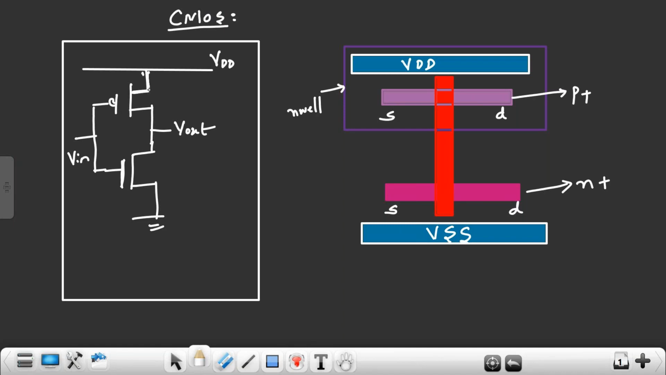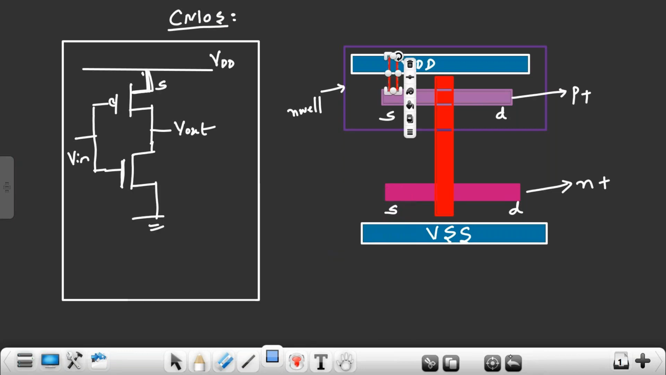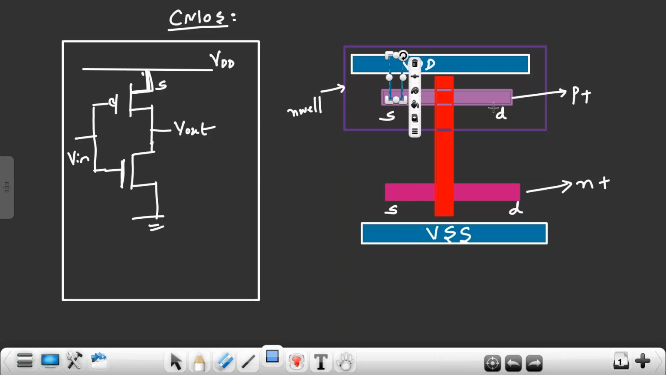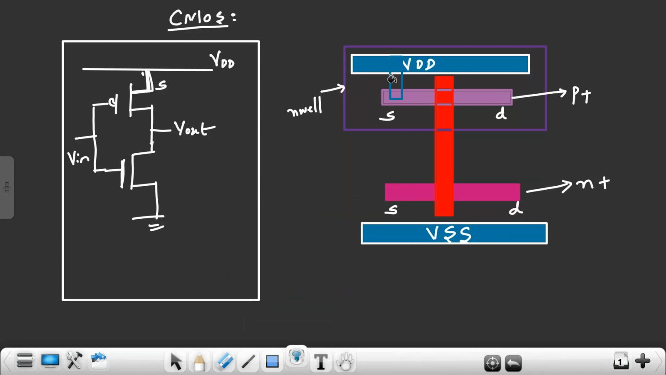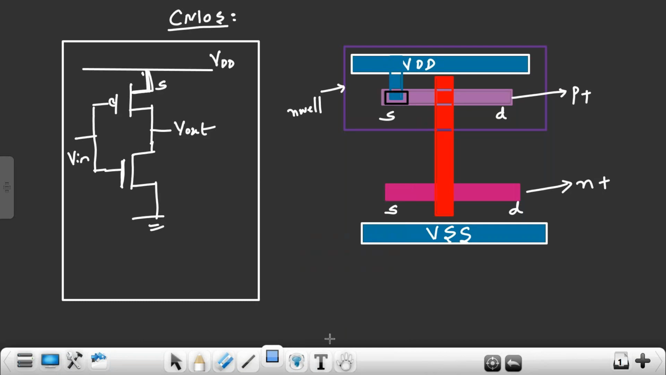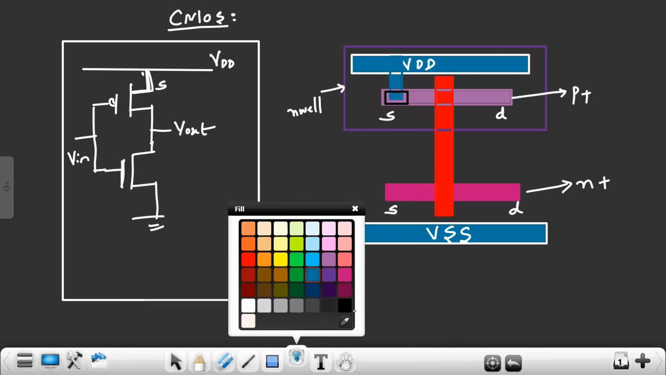This source of PMOS is connected to what? Source of PMOS is connected to VDD. Make that connection through the metal layer. I made a connection. So here I should have one contact cut. Contact cut means it is connecting diffusion. This contact cut is connecting your P plus diffusion and metal layer.